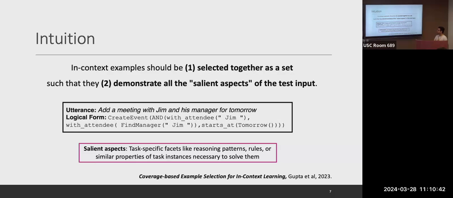Okay, so we want to translate a natural language input into a formal program. For such a task and this given input, the salient aspects might be the operations that need to be produced in the output form. So "at a meeting" needs to be translated to create event. "His manager" has to be like find the manager of Jim. "For tomorrow", it starts at tomorrow, and so on. Now, the model has to be able to translate these. It needs to see examples of how these functions, these formalisms, work.